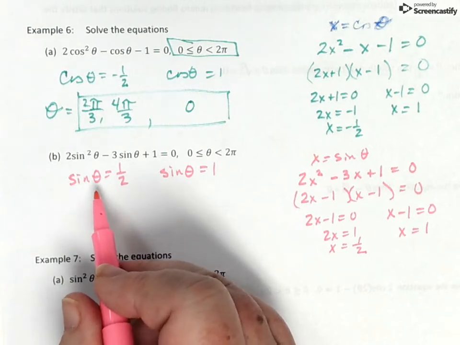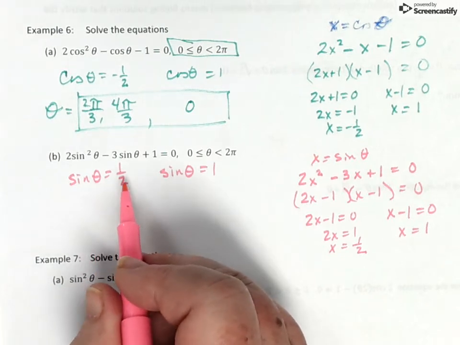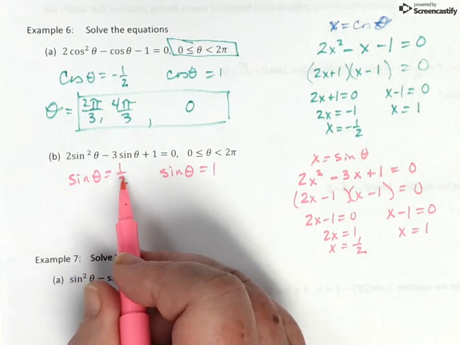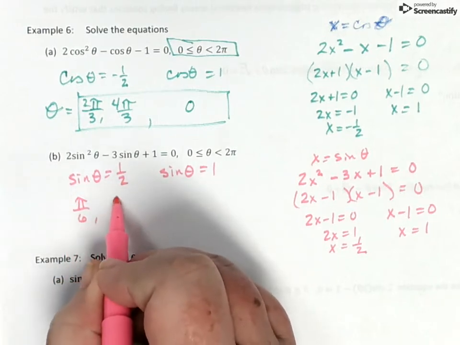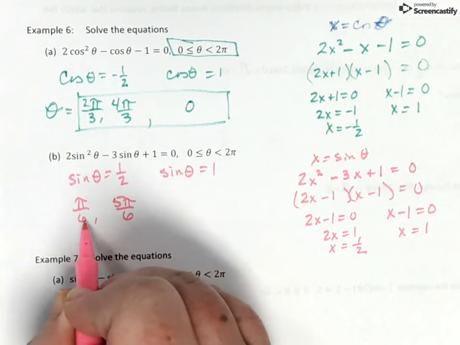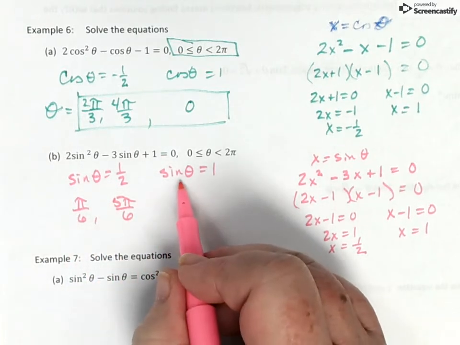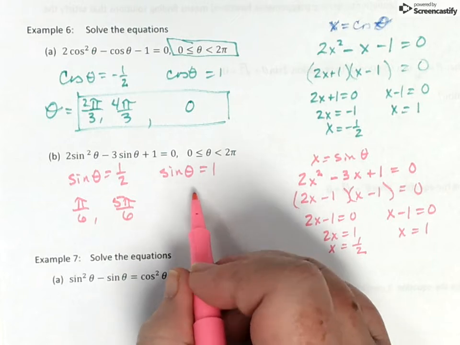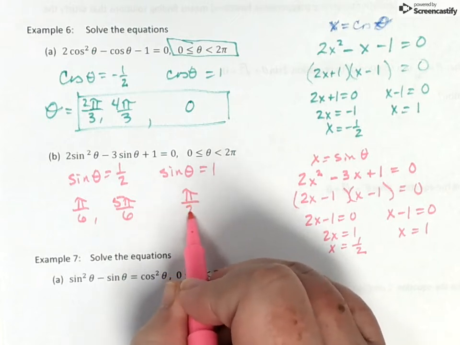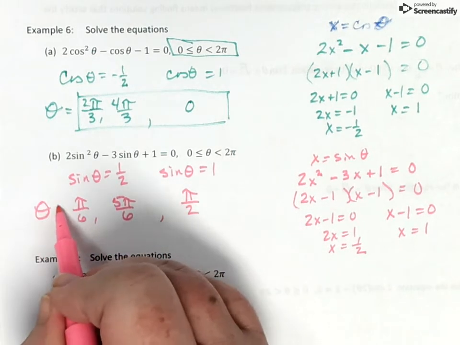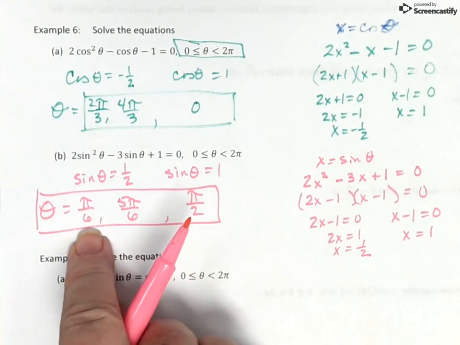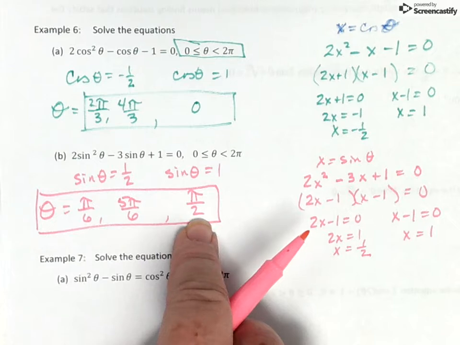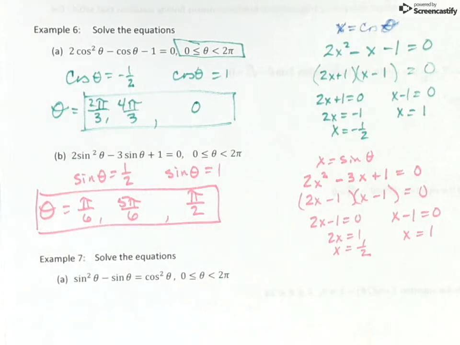Well, where on the unit circle does the sine of theta equal positive 1/2? That's going to be in quadrants 1 and 2, and that's going to happen at pi over 6 and 5 pi over 6. Where is the sine value positive 1? Well, that happens at the top of your unit circle at pi over 2. And so the answer to the problem is pi over 6, 5 pi over 6, and pi over 2.